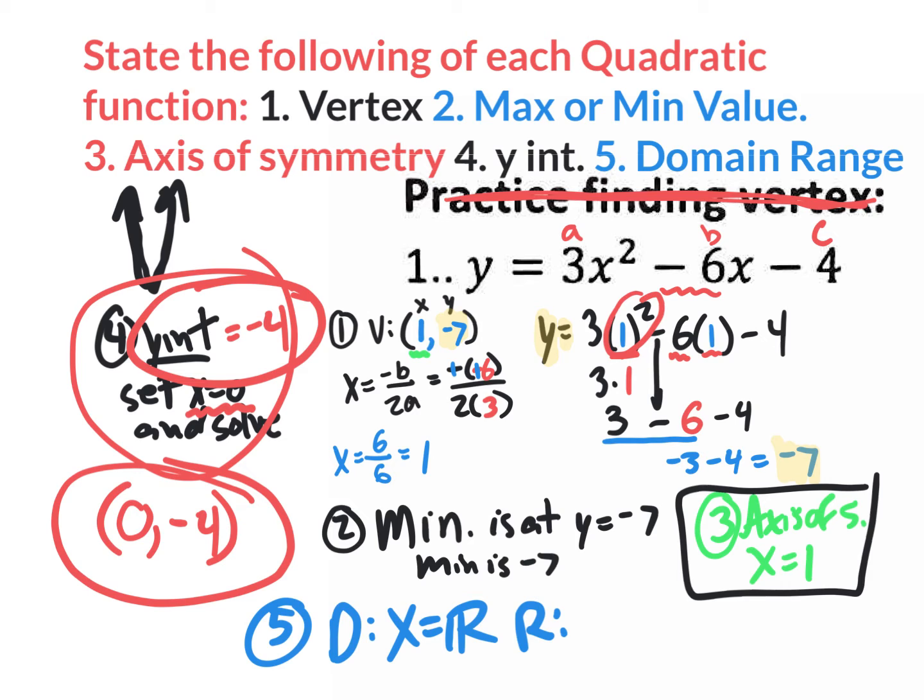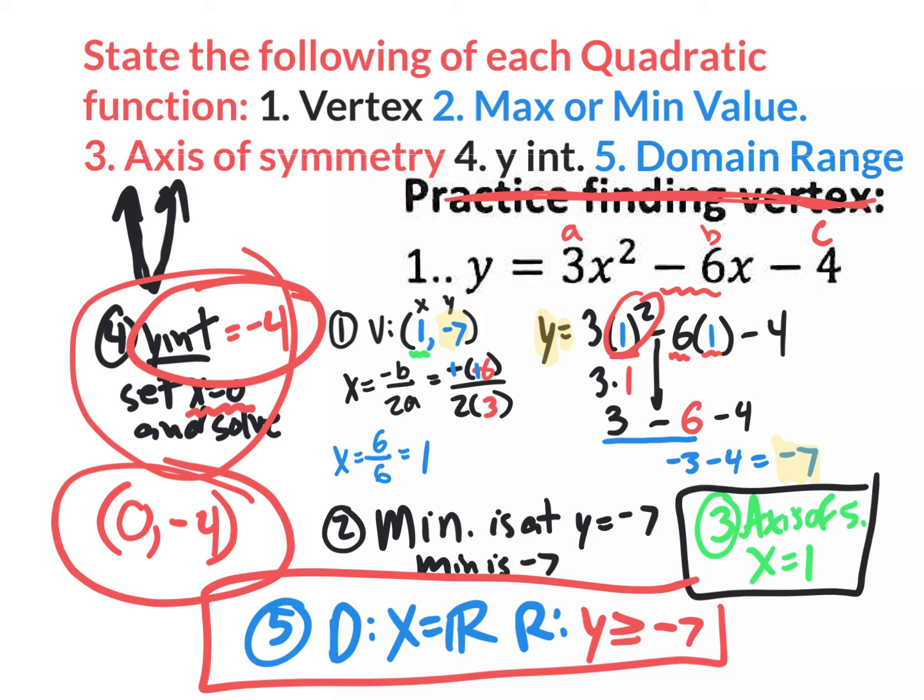Y is greater than or equal to -7. Yep. At or above would be greater than or equal to that -7 on the vertex. Okay. So we have stated all kinds of information without even graphing the parabola. And that's the goal for today.